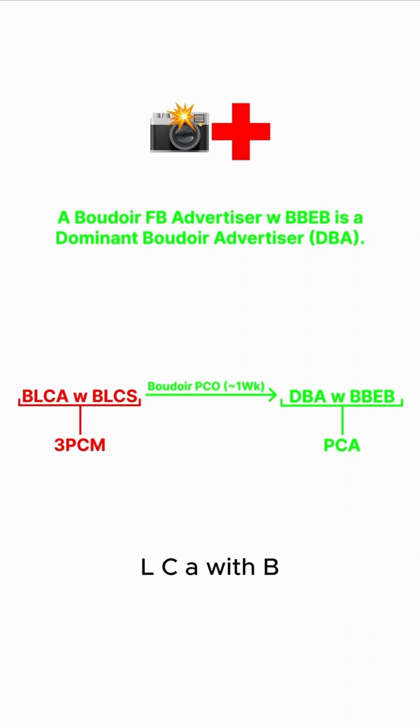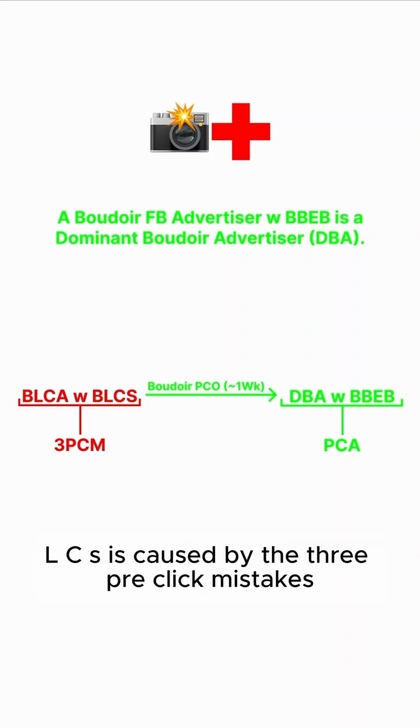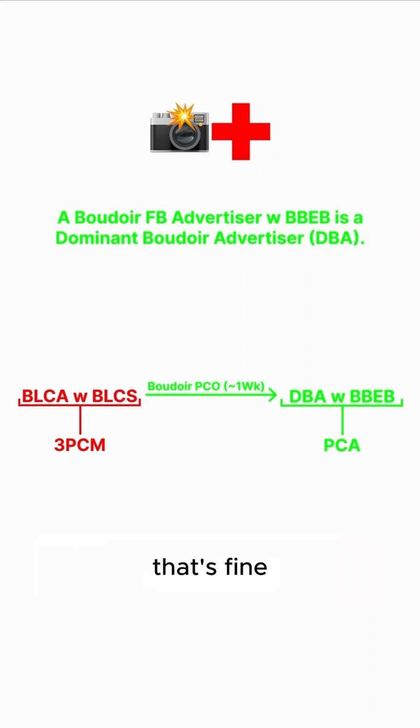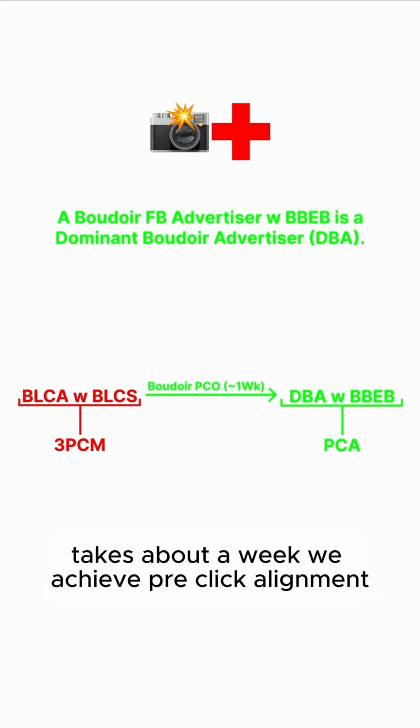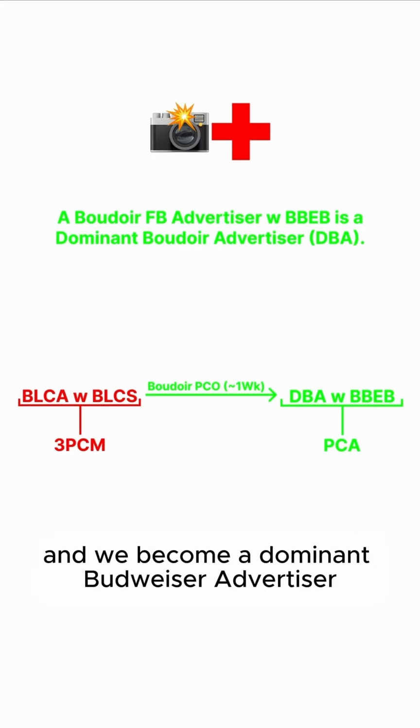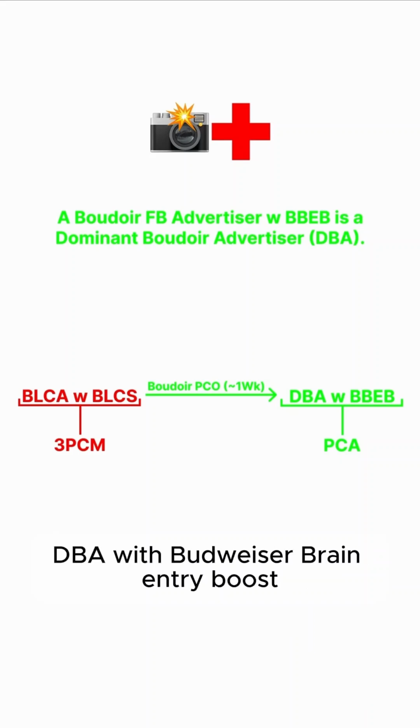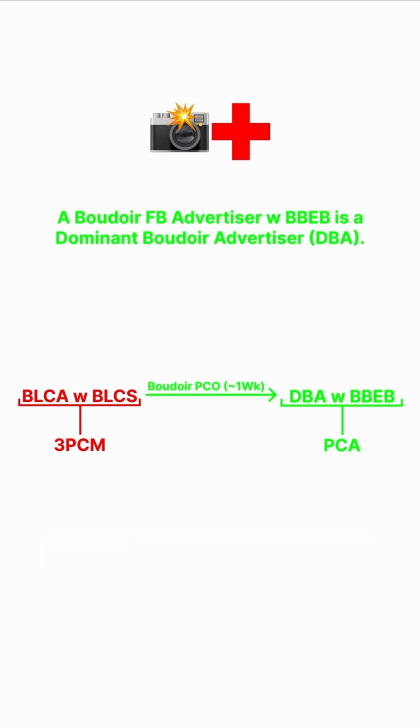A BLCA with BLCS is caused by the 3 pre-click mistakes. That's fine. That's treated very easily with Boudoir Pico. It takes about a week. We achieve pre-click alignment, and we become a dominant Boudoir advertiser, a DBA with Boudoir brain entry boost.